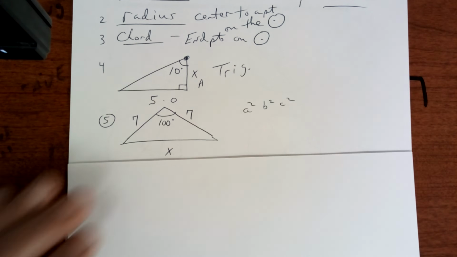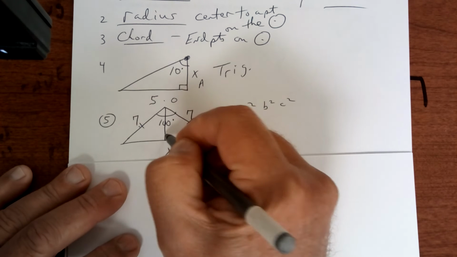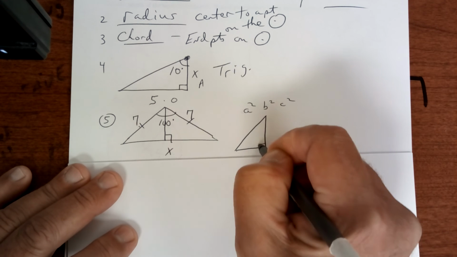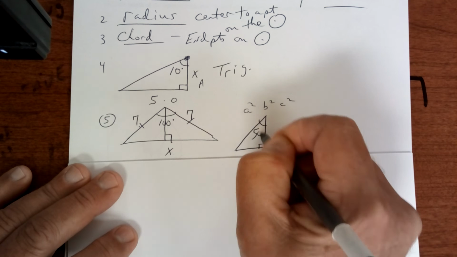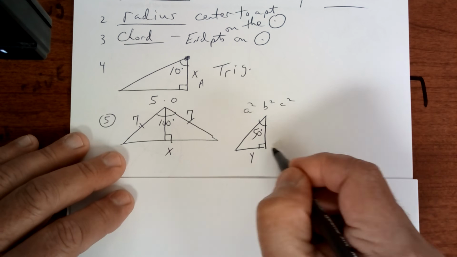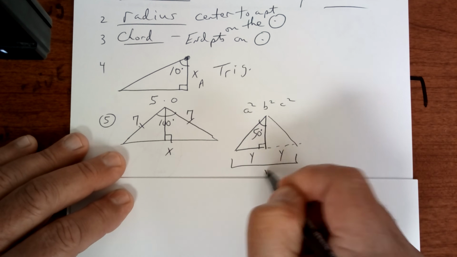When you're going to see that it's an isosceles triangle, you're going to drop an altitude straight down. That's going to split this in half right here. So this is now 50 degrees. We're going to call this one right here y. And what we're going to do once we find y is double it, and we're going to get x. Okay, so we want this one first.